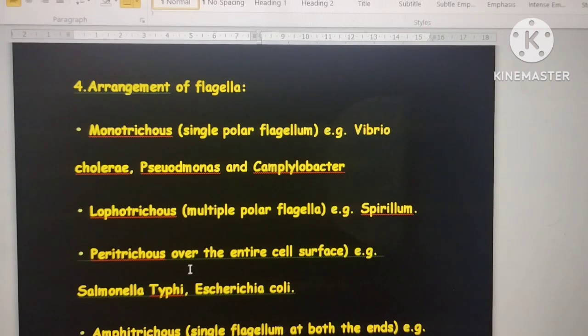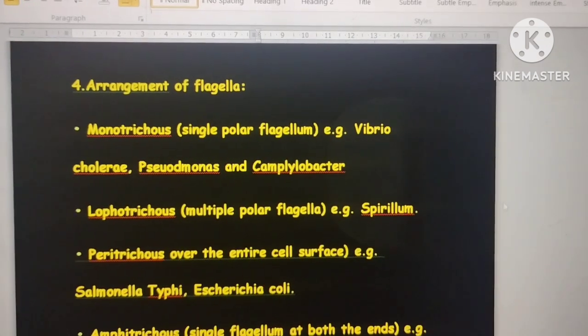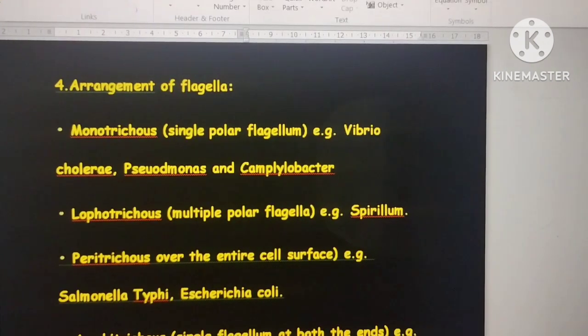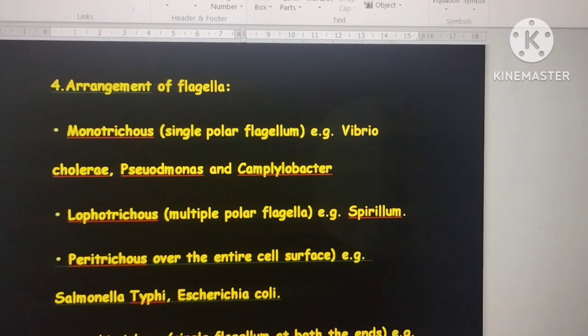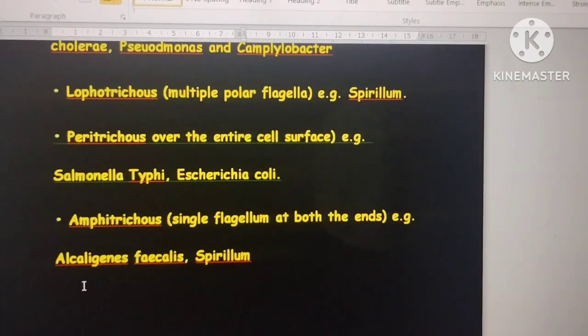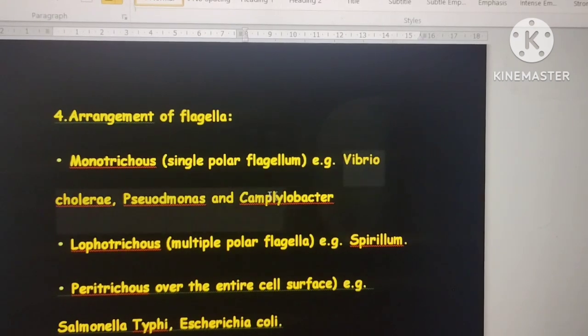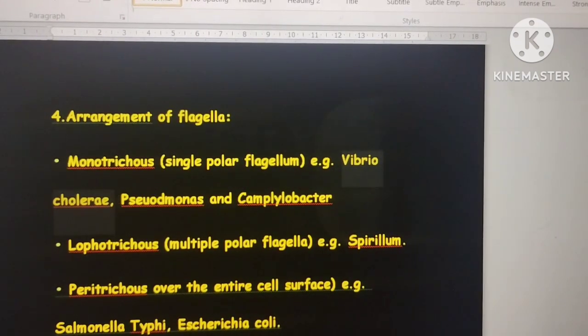Peritrichous bacteria have flagella over the entire body surface. The examples here are E. coli and Salmonella typhi. For amphitrichous, there will be a single flagellum at both ends. So again here they have asked, sorry, I forgot to highlight this, Vibrio cholerae in the examination.